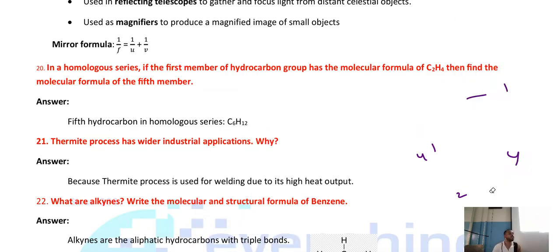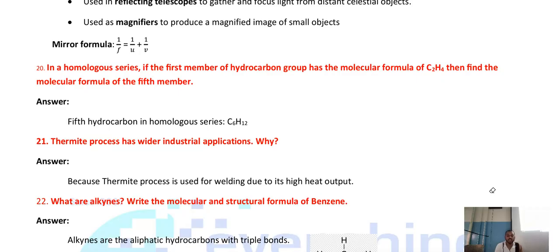बेटा समझ में आया होमोलॉगस सीरीज का मतलब क्या? One hydrocarbon differs from the next hydrocarbon by a CH2 group. Such hydrocarbons are known as homologous series. CH2 group. समझ में आया बेटा?